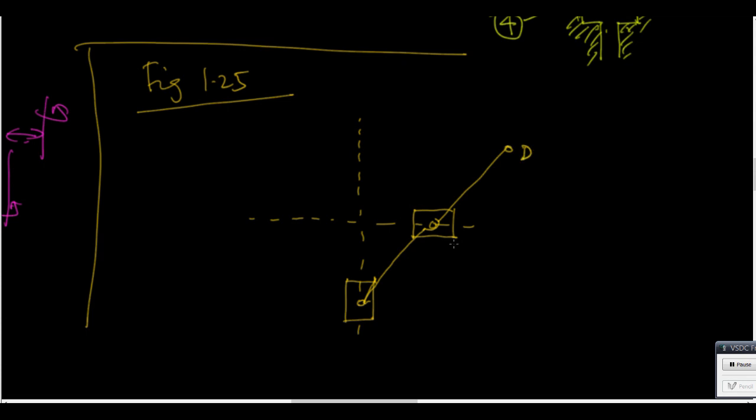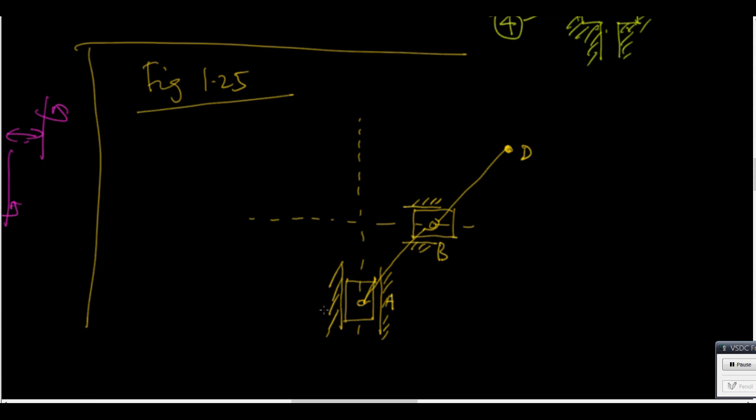And maybe this is my point of interest. This point is D. It's the point of interest. Point A is here. This point is B. Okay. This one moves in this slot. This one moves in this slot. The question is, what is the motion of D? But first, let us try to understand.